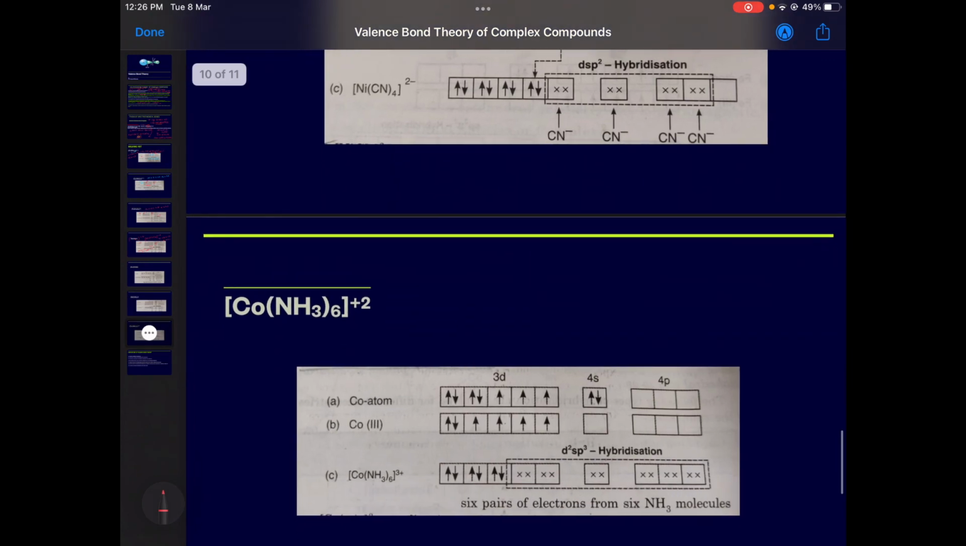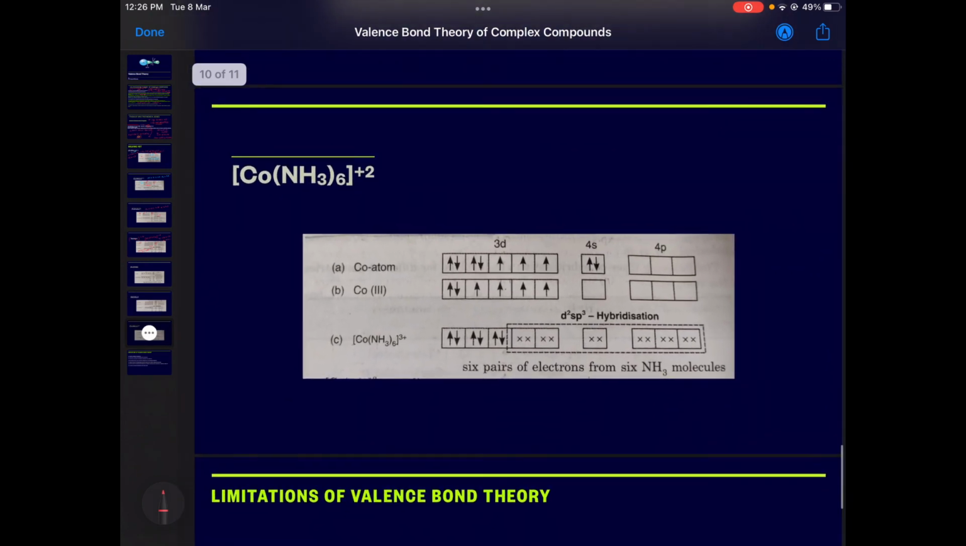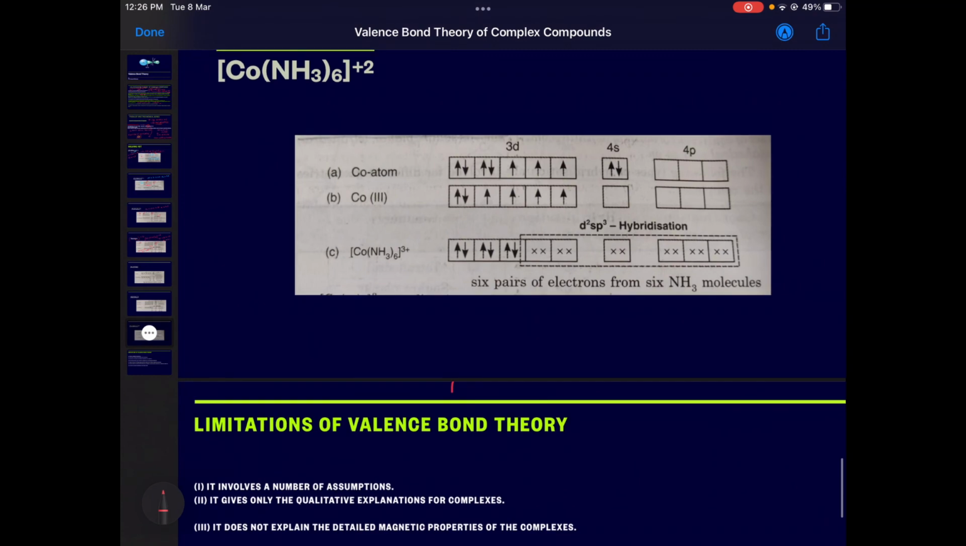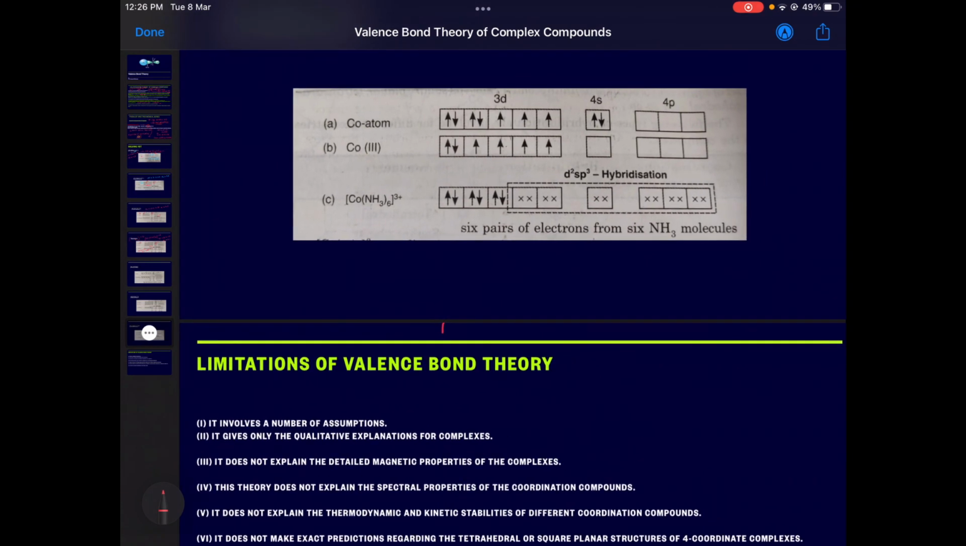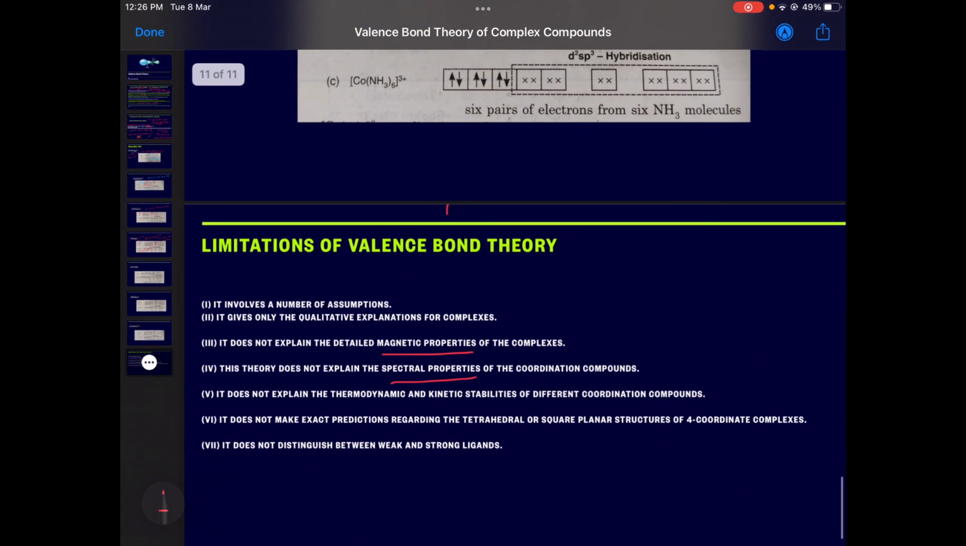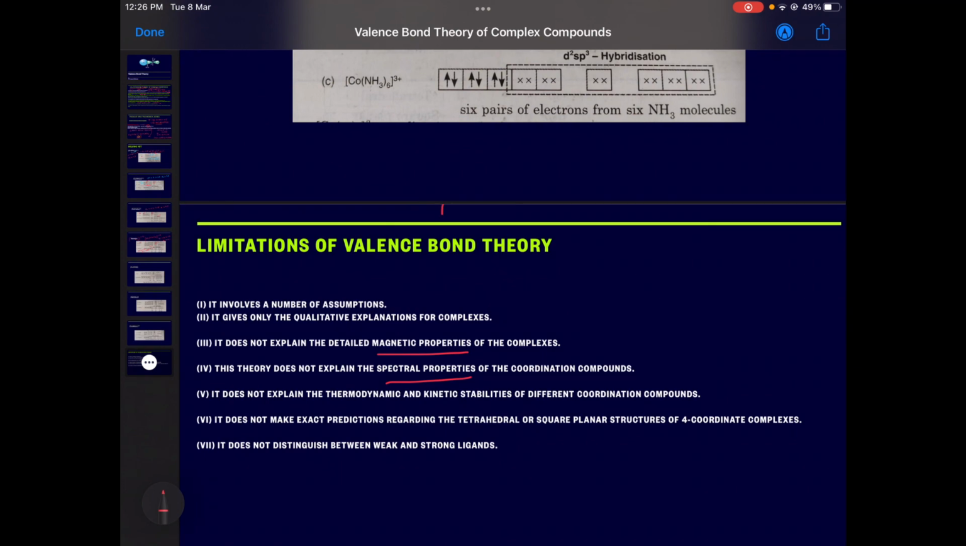And remember, there are certain limitations of the valence bond theory. It cannot give you detailed magnetic properties of the complex compound, and it cannot give you spectral properties of the complex compound. It does not explain the thermodynamic as well as kinetic stabilities of the different complex compounds. Its prediction regarding tetrahedral and square planar complexes is not at all perfect, so it's very difficult to get perfect knowledge of them.